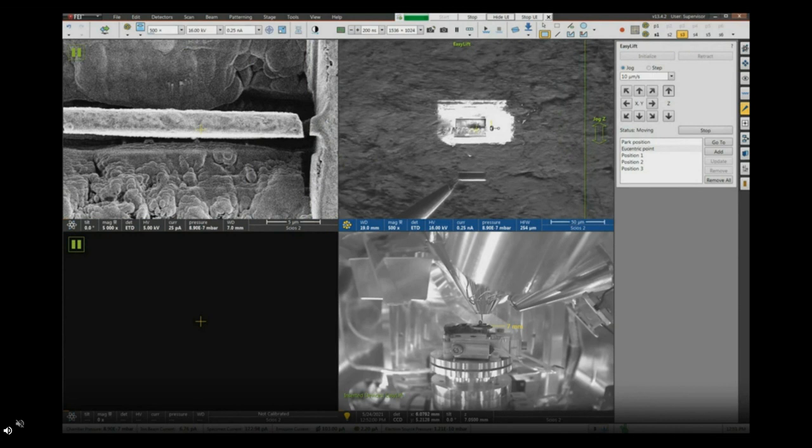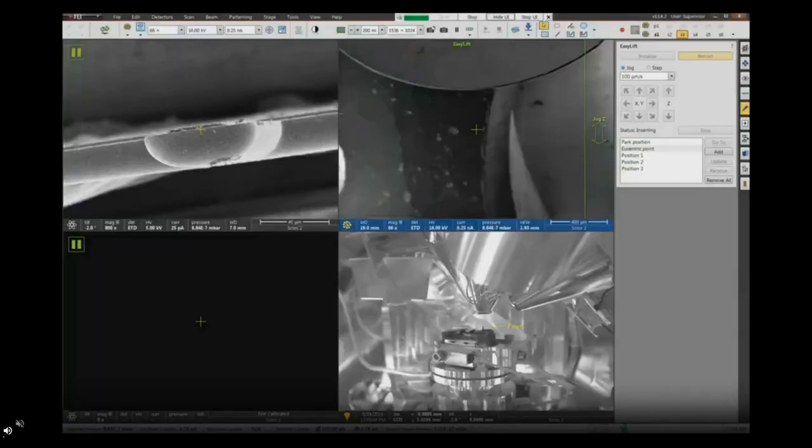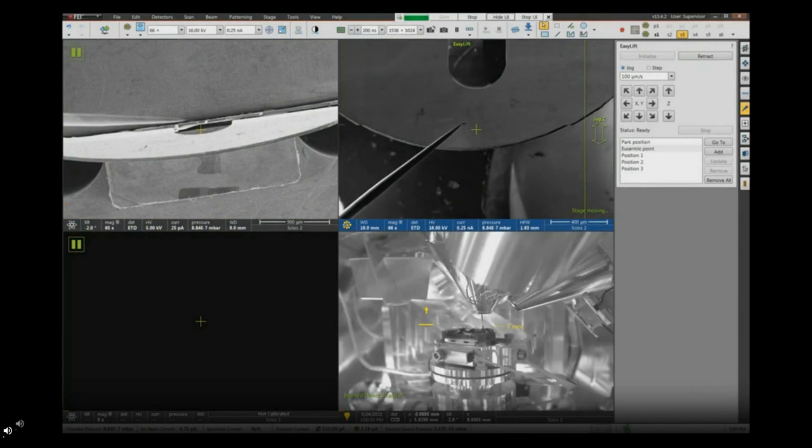You can also put down more FIB platinum. It does charge if you don't cure it, so that's one issue to think about. You can also put down ice if your FIB system has that available, but again, that will also charge. So I like to do this redeposition cut. And once you have it onto the needle, the next step is to put it onto the FIB grid.